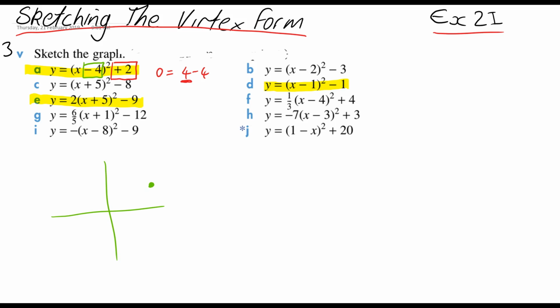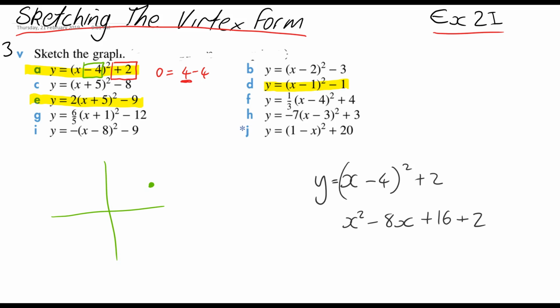What we do is we expand that, and I'm going to do that down here. So we've got y equals x minus 4 squared plus 2. That expands to x squared minus 8x plus 16. 16 plus 2 is 18. Sorry, I've got the other 2.